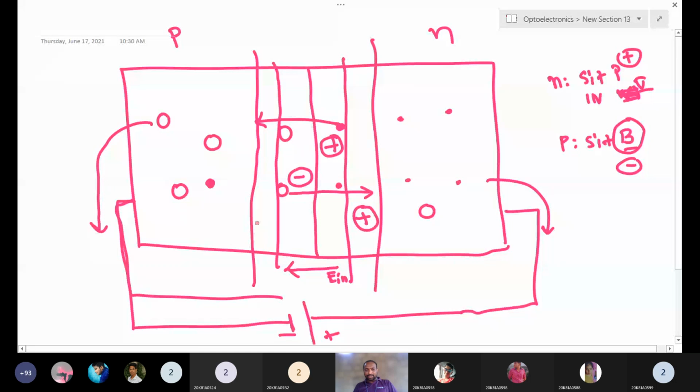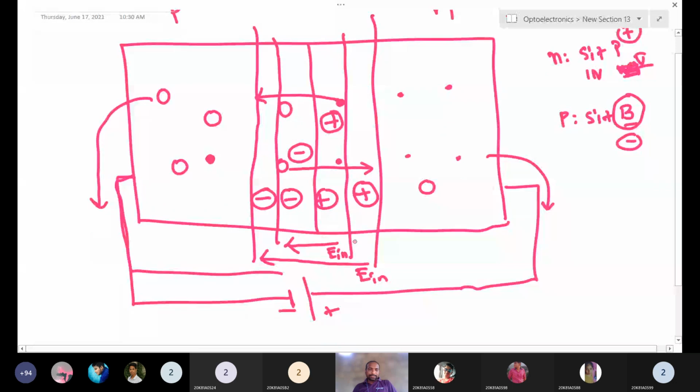Now, because of this increased charge density, the internal electric field also increases. This is the reverse bias condition. Because of this internal electric field, minority carrier holes in the n-type semiconductor drift towards the p-type semiconductor, and minority carrier electrons drift towards the n-type semiconductor. In reverse bias condition, always remember the drift process will dominate.